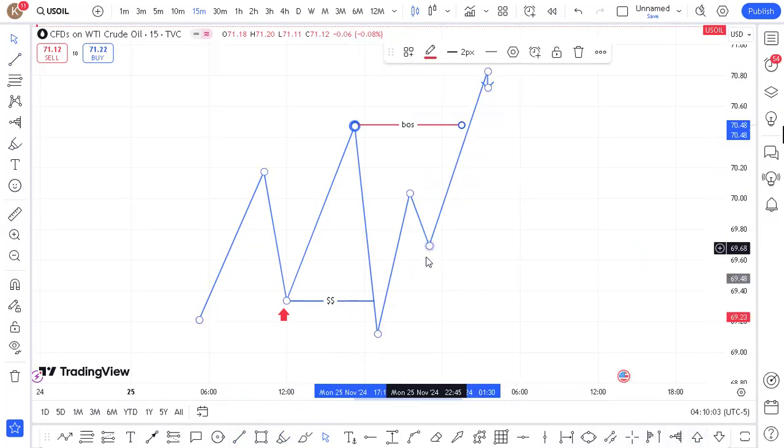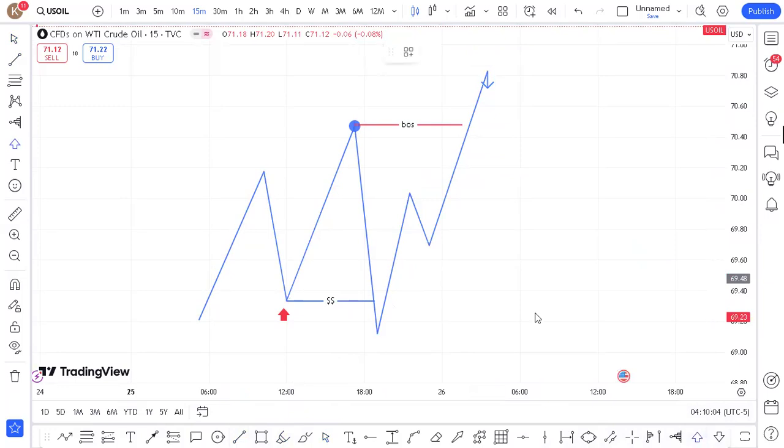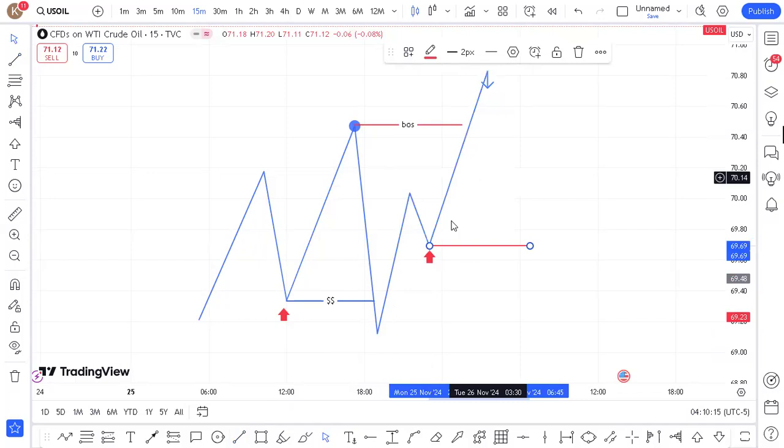Somebody took a position here. Remember, the market moves, somebody's buying, somebody's selling. So somebody took up a position here, and what does it mean? Their stop loss was just here. We'll call that level liquidity area.